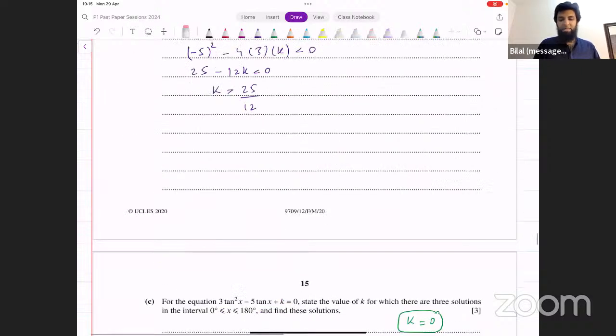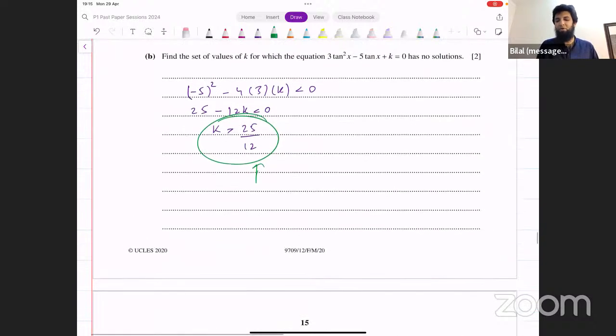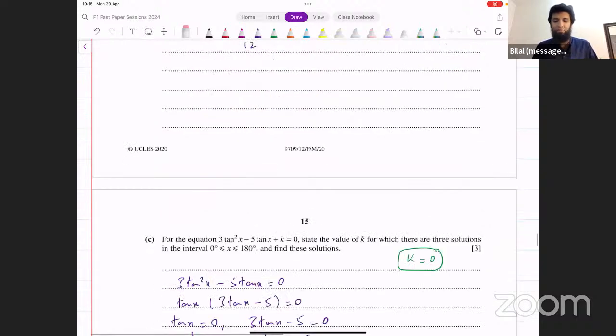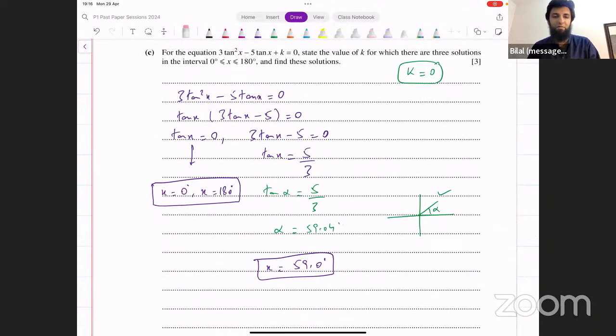And even then, there's no specific value that we know of for k here. And in fact, if k was greater than this, there would be no solution. We want three solutions. So k can't be greater than 25 over 12. It has to be less than 25 over 12 for there to be any solutions. Okay. Yes, sir. All right, good. No problems?